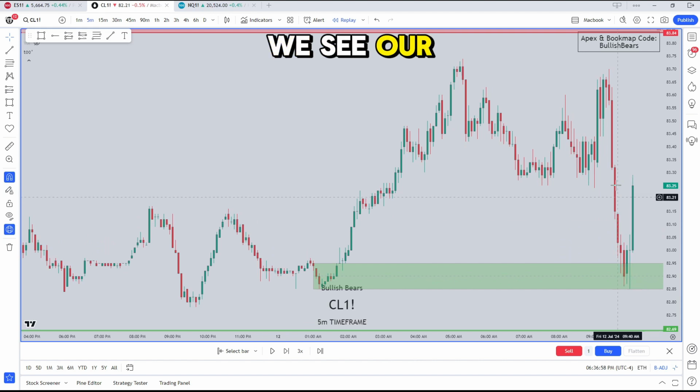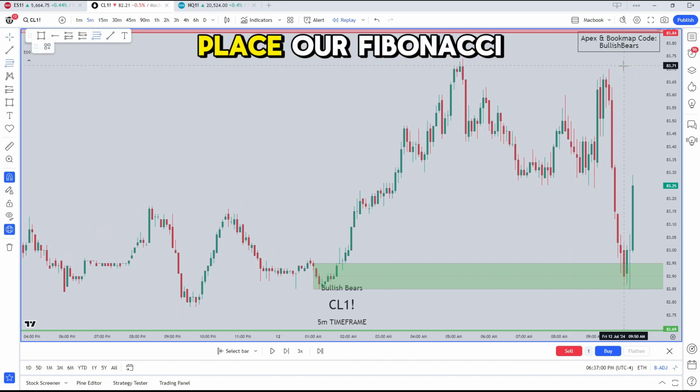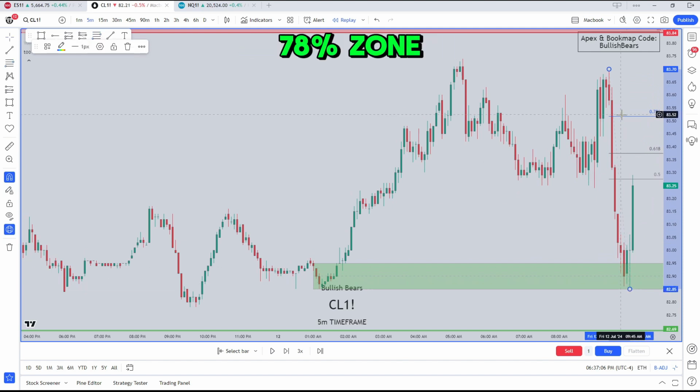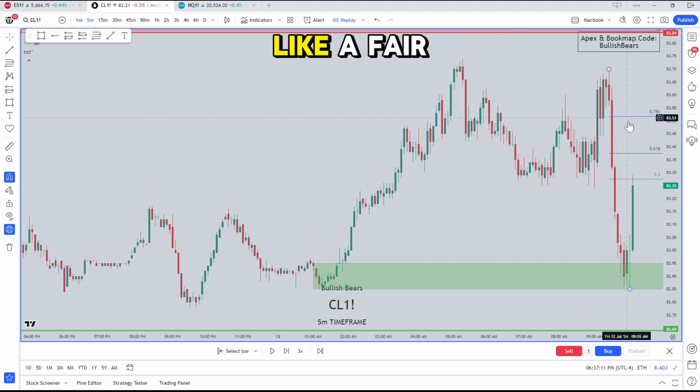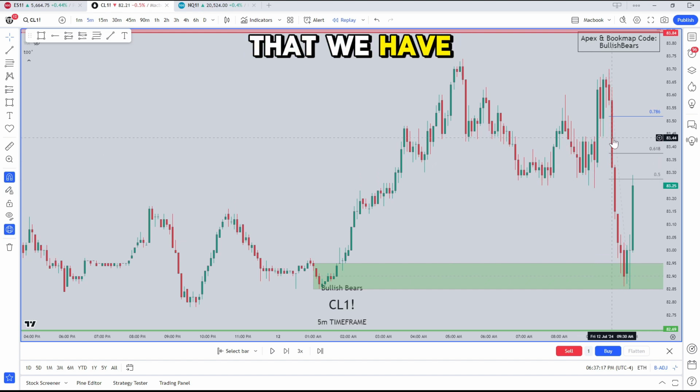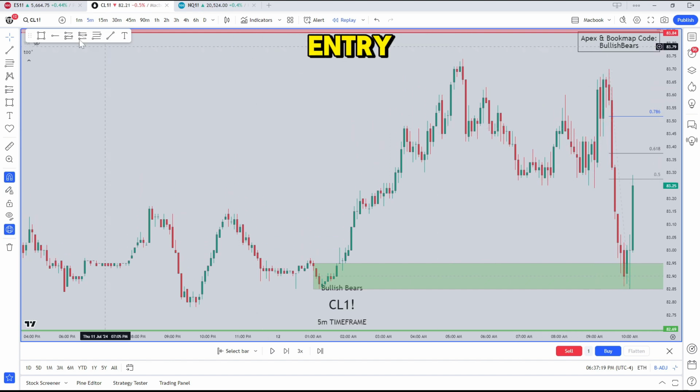So now that we see our pullback, we're able to place our Fibonacci tool from the start of the move to the bottom of the move, and that gives us our 61 to 78% zone. Now this zone could be added with other confirmations like a fair value gap, like a breaker block, and that sort of helps us get a more high probability setup. So now that we have our setup, we could look to take our entry.